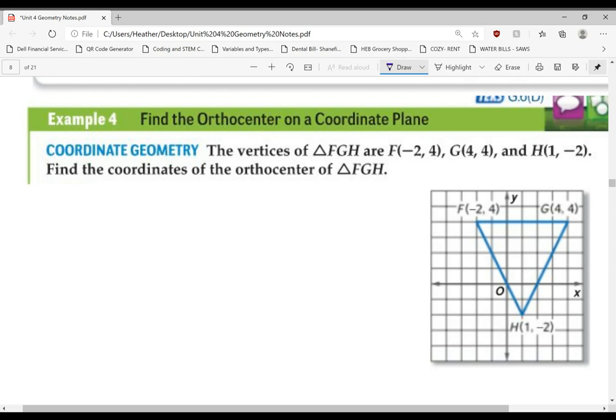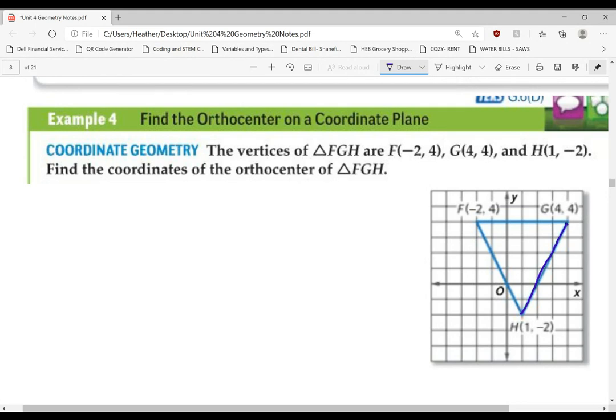It says the vertices of triangle FGH are labeled on this coordinate graph. Find the coordinates of the orthocenter of the triangle. In order to do that, we need to find an equation of the altitude from F to GH. The slope of GH, which is here, let's go ahead and find the slope of this line.